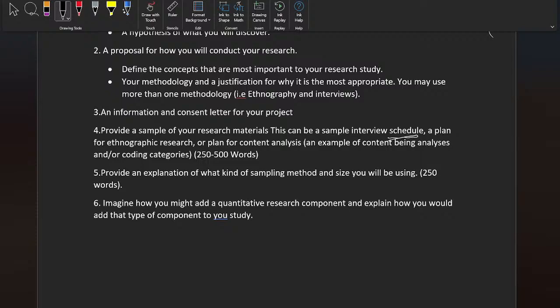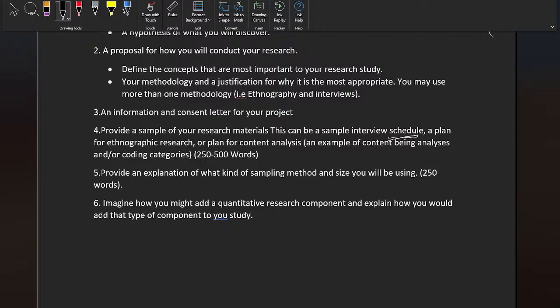I had one person one time actually give me like, I will interview Joe on Tuesday. That's not what an interview schedule is. I was like, this is very precise, but not what I'm looking for. So yeah, a sample interview guide, right? So you can have your interview questions, which is what you did for mini lab number 5, which I will return to you if I haven't already in very short order.